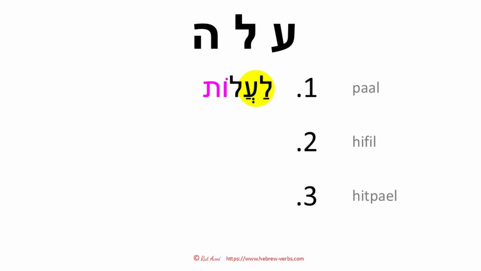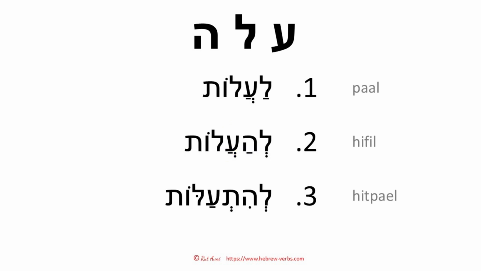And of course, it ends on ot. Next one, hif'il, is leha'alot. Same story, ha'a, right? Because of ein. And then we end on ot, because of hey. Hitpa'el, lehit'alot. The same, lehit'alot, and ot, because of hey. So this is our overview of the infinitives we will be talking about.